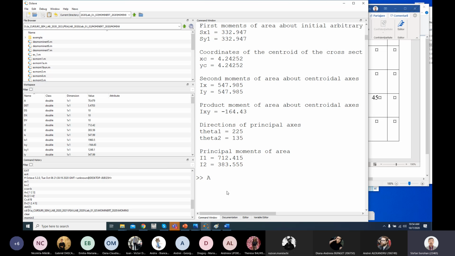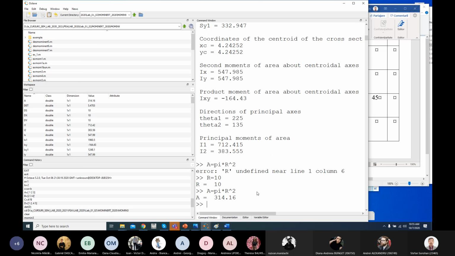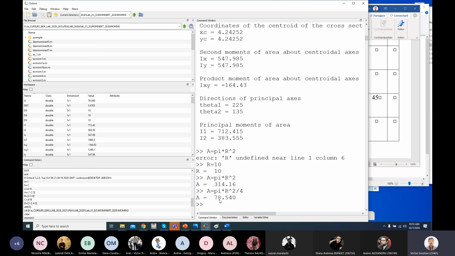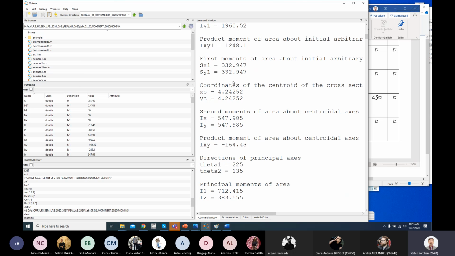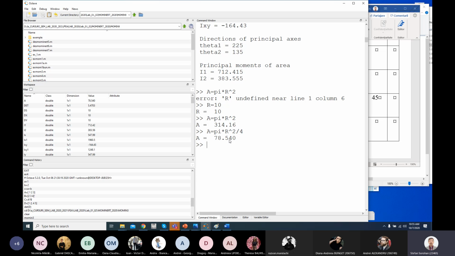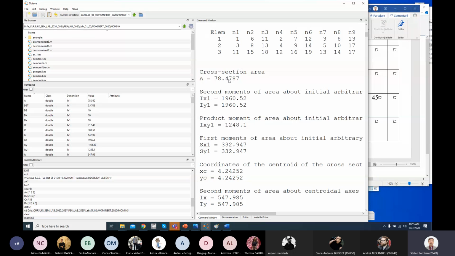So the area for a circle, as you know, is pi times r squared, right? In our case r is 10. So again, the area is for a complete circle, and for a quarter is this one. So it's 78.5. If you take a look at the program here, you have the area 78.4, 78.5, very close, right? The area.